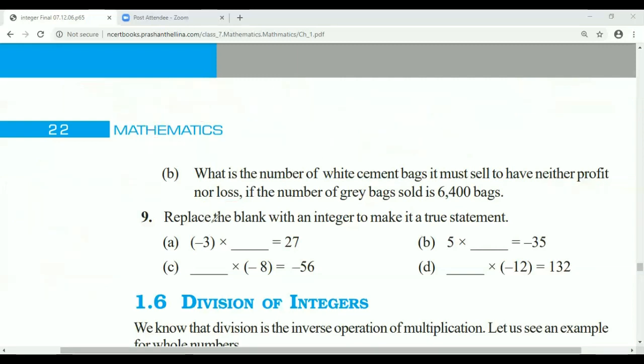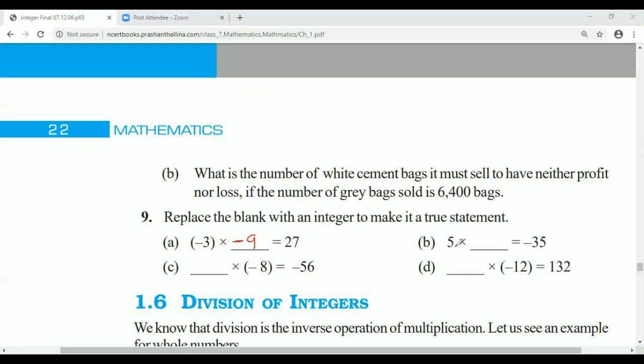Now listen to the last question, that is the 9th question. Replace the blank with an integer to make the statement true. So negative 3 into some number is equal to positive 27. You want to get a positive answer, so the number to be multiplied here must be negative, because only then will negative into negative give a positive answer. You know 3 nines are 27. So negative 3 into negative 9, you will get a positive 27.